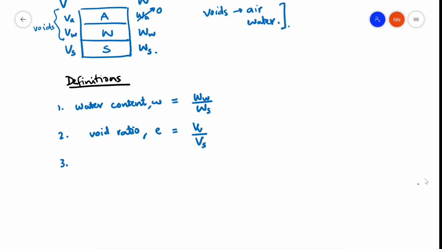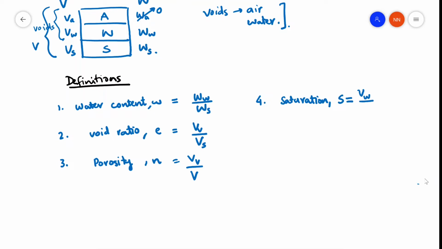Third is porosity, which is represented by n and is equal to the volume of voids over the total volume, this big V. And the fourth one, which we'll look at, is saturation, which is represented by S. It's equal to the volume of water over the volume of voids. I mean, how much of this void space is occupied by water is what we call saturation.